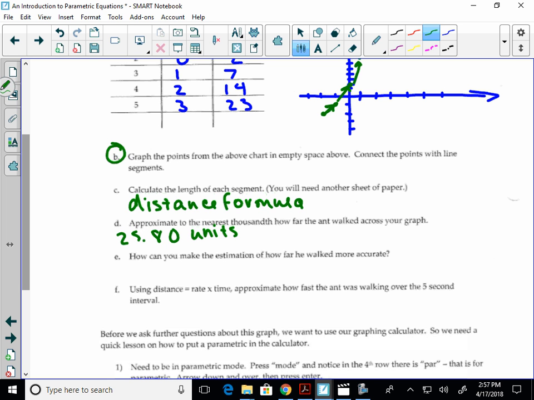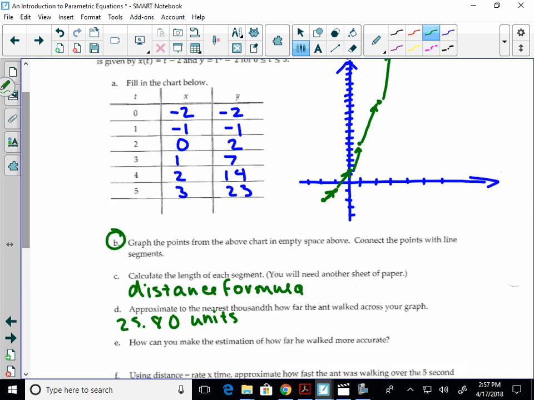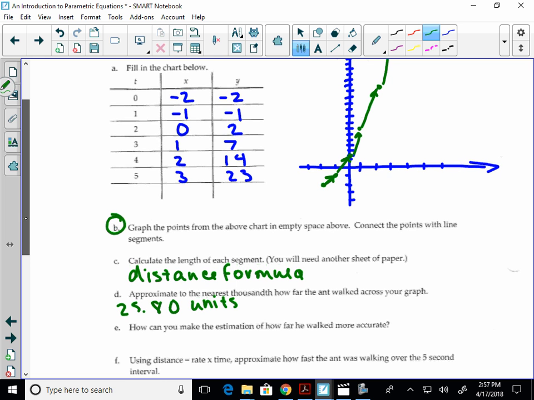Okay, so your next question says, how can you make the estimation of how far he walked more accurate? What do you think? What if you did smaller intervals of time? Instead of like 0 to 1 second, you maybe went from 0 to half of a second. So it would make it more accurate when you did the distance formula and you added them together.